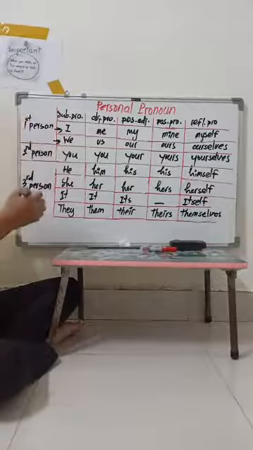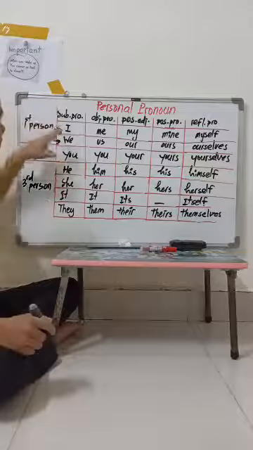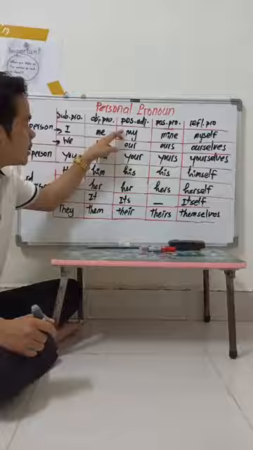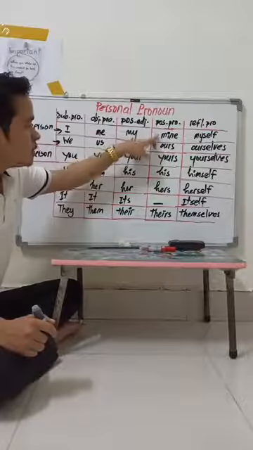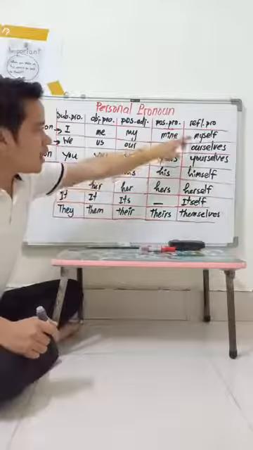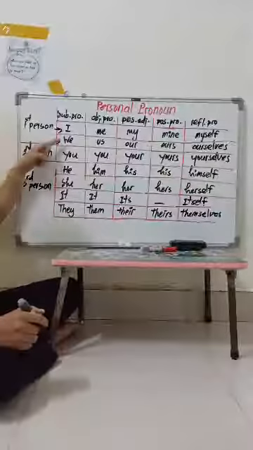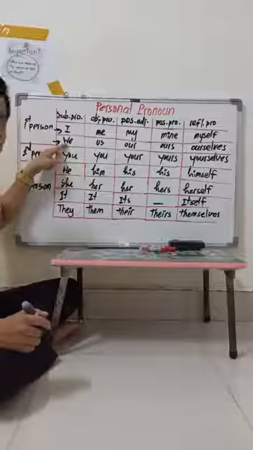You can say first person like a subject pronoun, we have I. Object pronoun, we have me. Possessive adjective, we have my. Possessive pronoun, we have mine. And reflexive pronoun, we have myself. Okay.